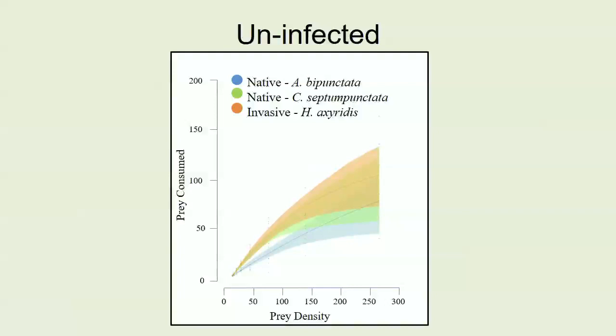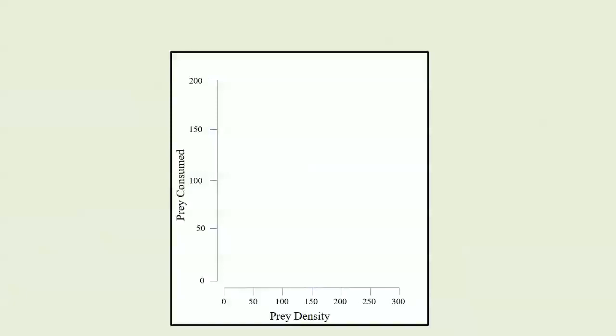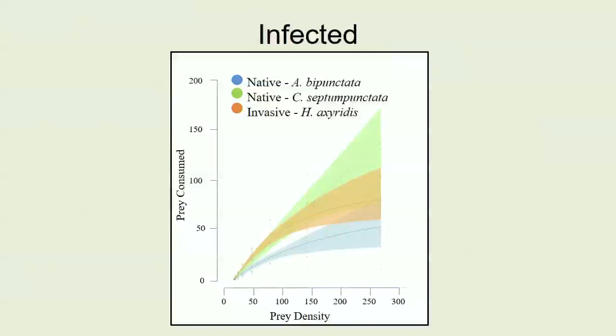So as we move on to our infected treatment, this is individuals with Beauveria bassiana fungal infection, we can see roughly similar, but also with some slight differences. Again, each species showed a type 2 functional response. Again, the two-spot ladybird, our small native in blue, has the lowest, and the harlequin ladybird, our non-native, is higher than this native. An interesting point is our native seven-spot ladybird shows increased variation. So this is much more variation than we saw in any other treatment or species in this analysis that I'm presenting here today.